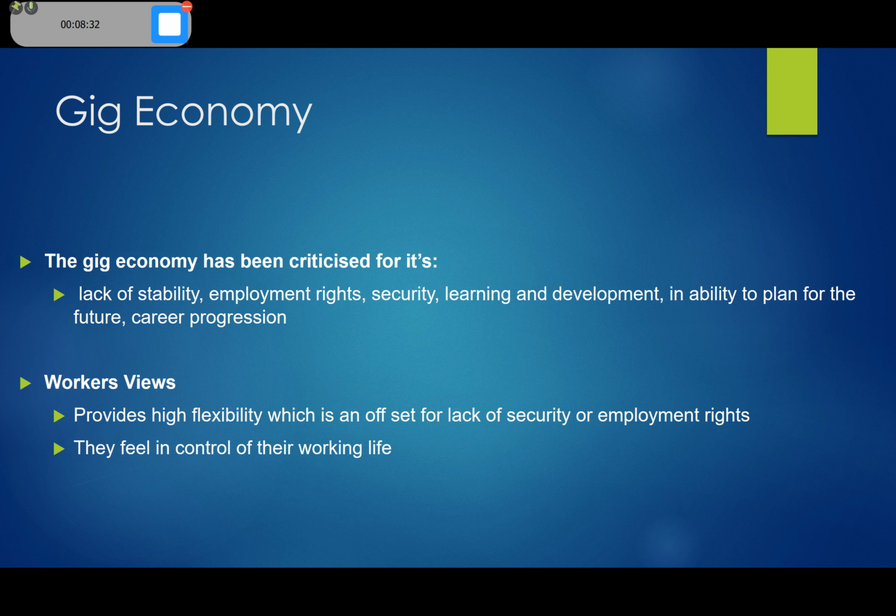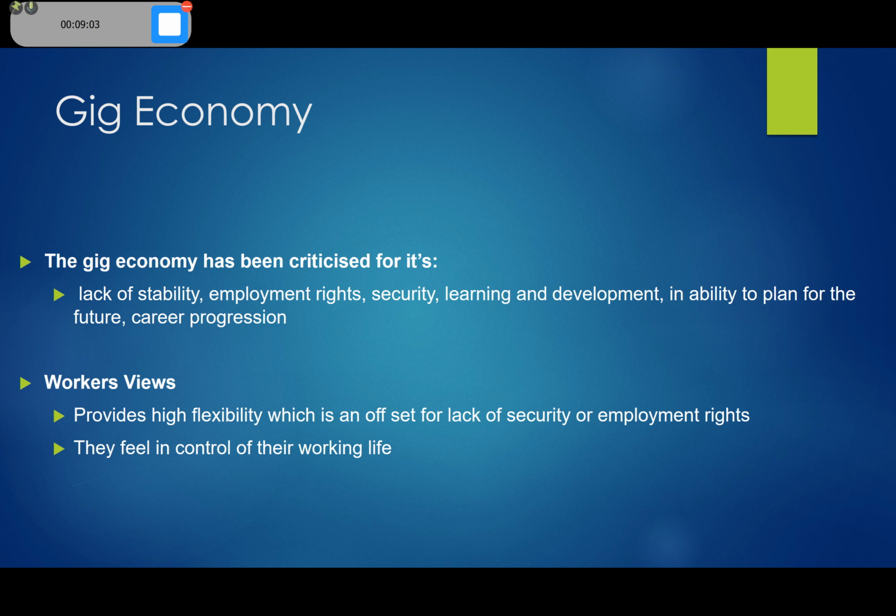But it has been criticised because of its lack of stability. You don't know if your ratings drop, you might not get business. So you don't know how much business you're going to get. You don't know when the jobs are coming in. As I've discussed already, there's lots of issues around employment rights, about employment status of workers within the gig economy. They don't have any security.